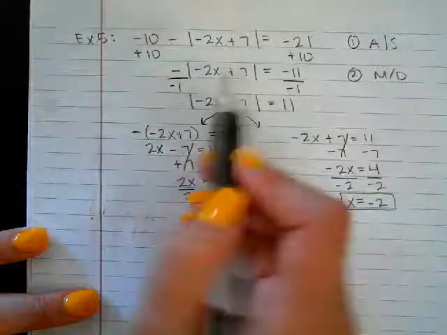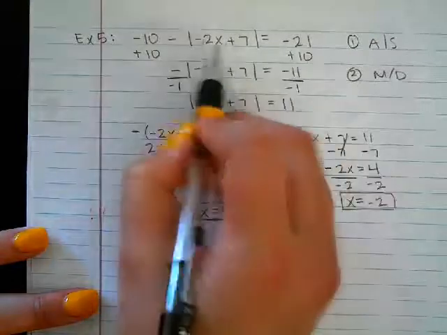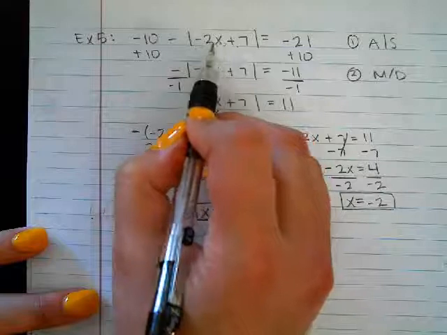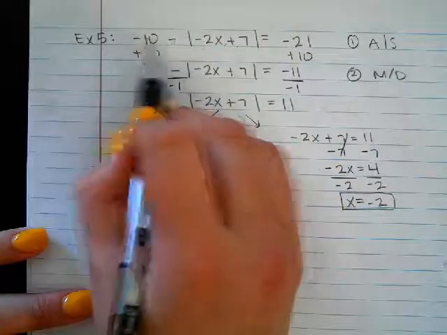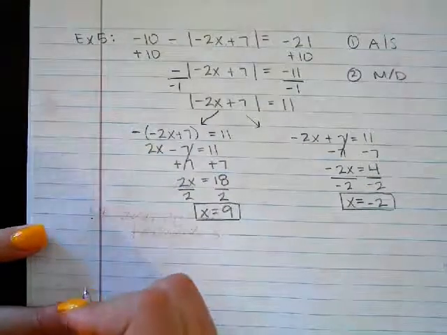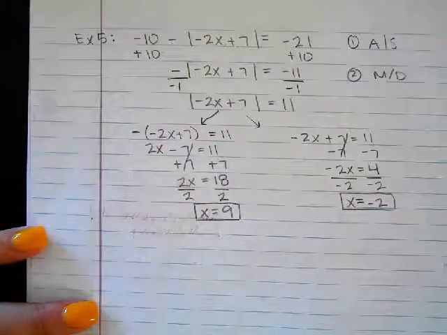That's a negative 2, so negative 2 times negative 2 is 4. 4 plus 7 is 11. Negative 10 minus 11 is negative 21. So that solution works. And that is it for our notes.